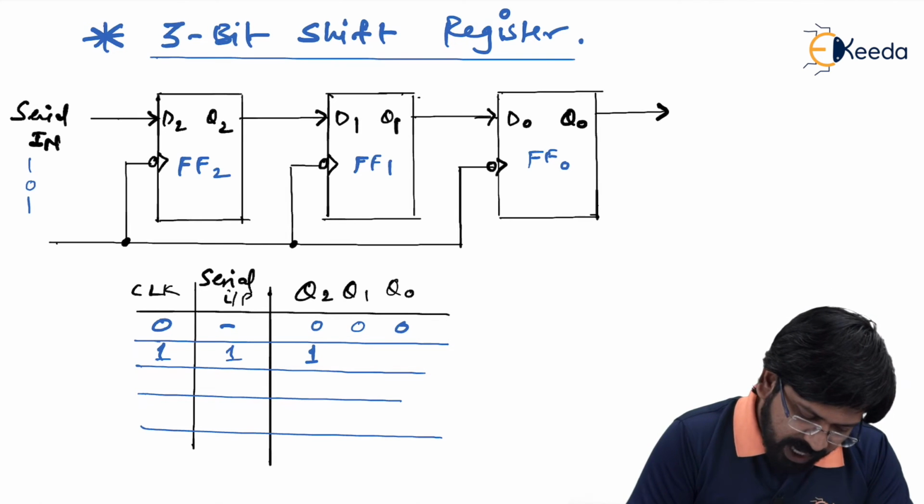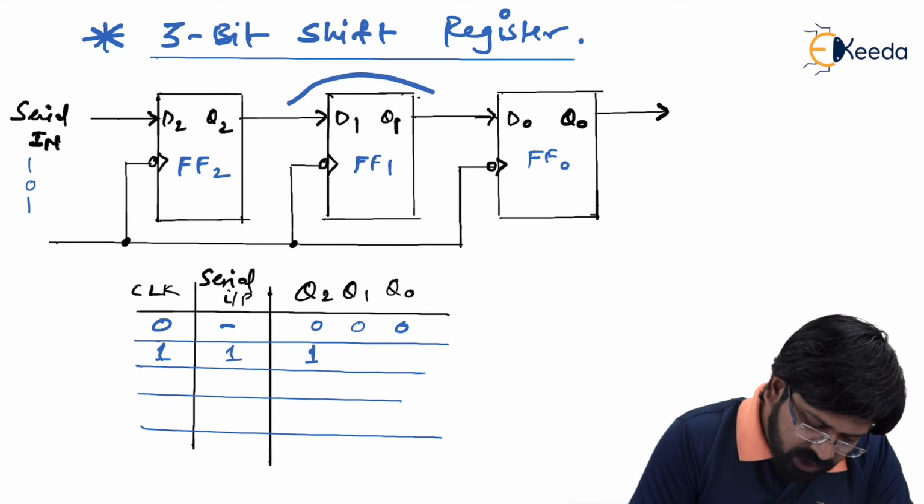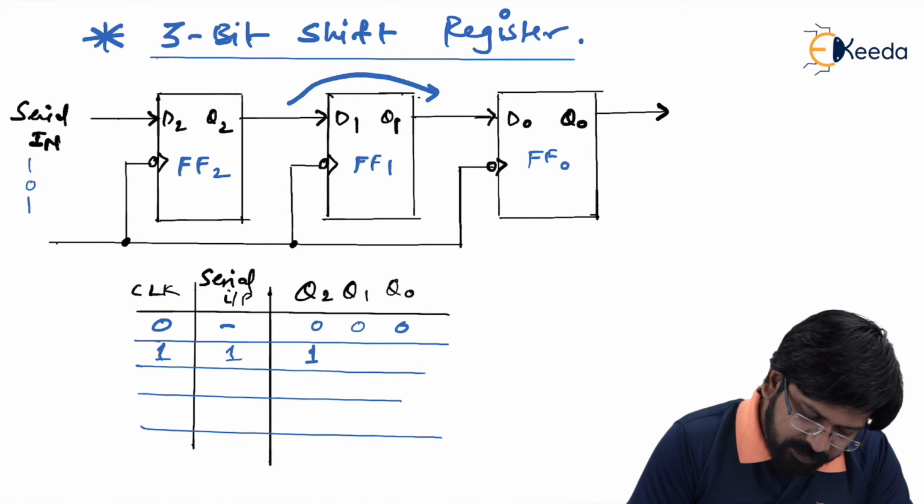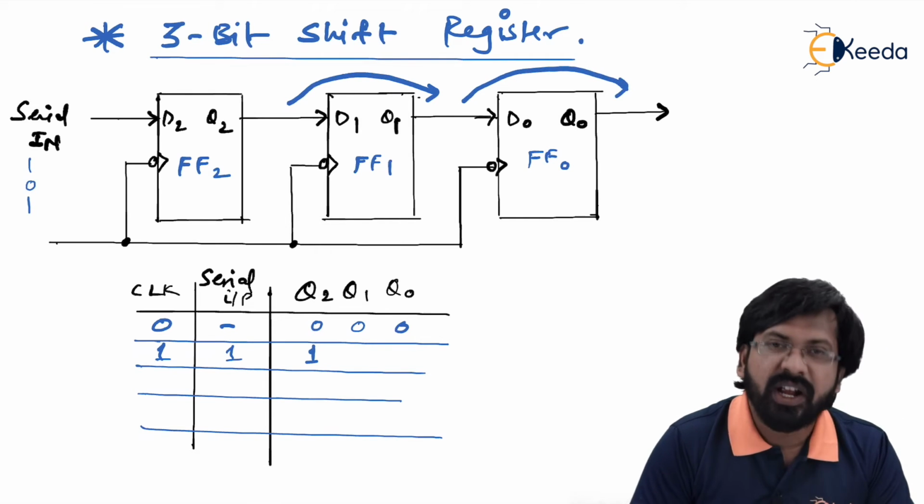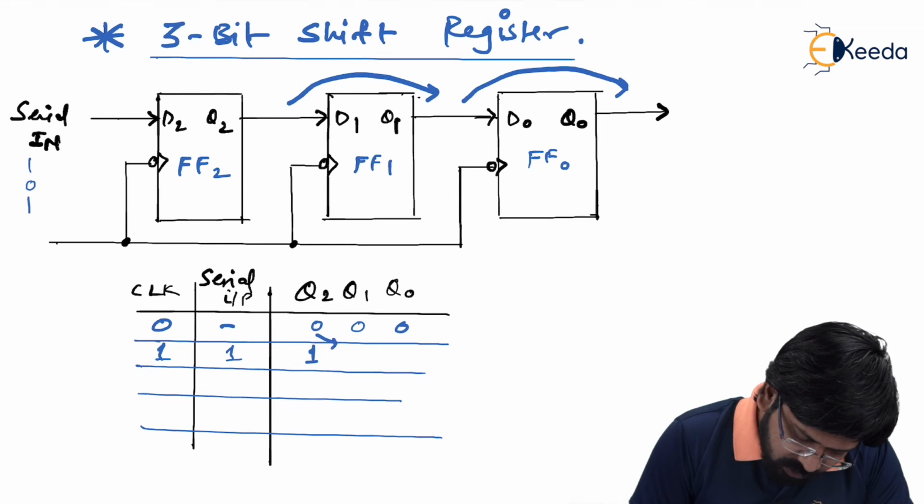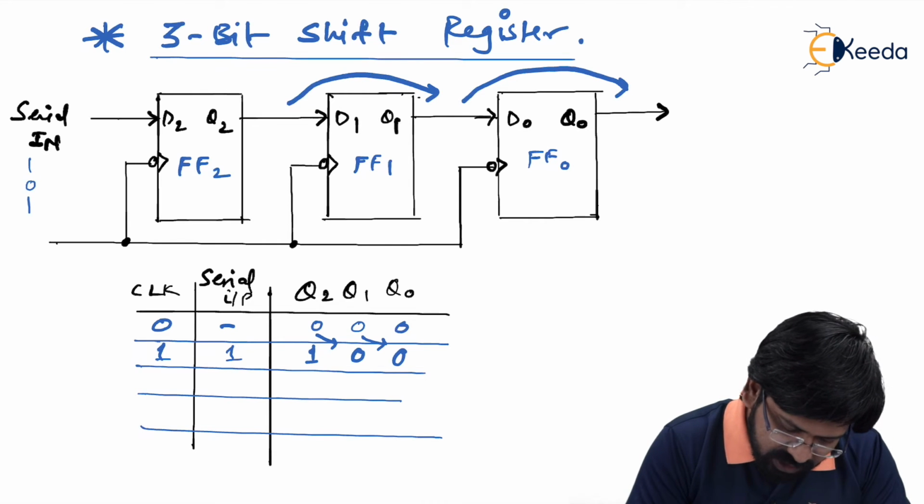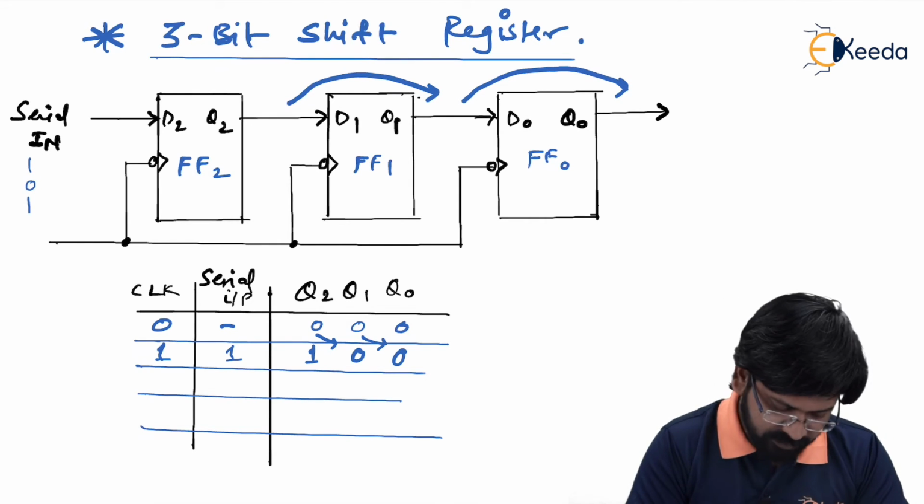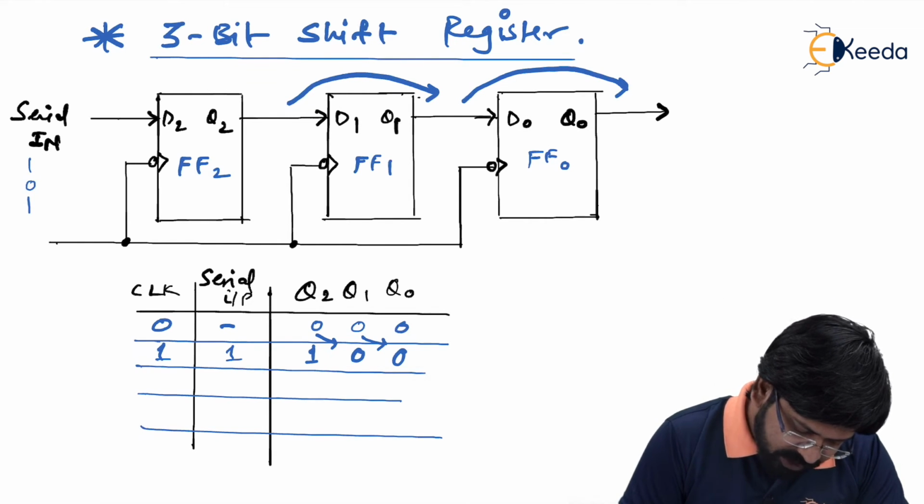1. As you can see, the previous Q2 will be shifted to this Q1, and previous Q1 gets shifted to Q0 at every negative edge. Therefore, what will happen? This Q2 gets shifted here, this Q1 gets shifted here. So this is the new status, that is 100. Let's see what happens at second clock.